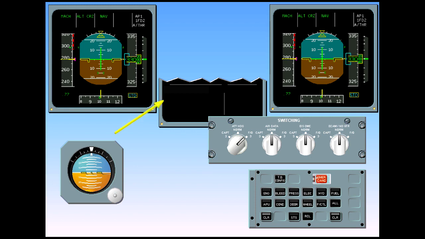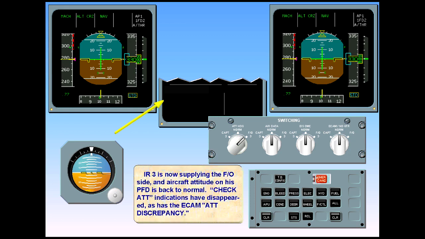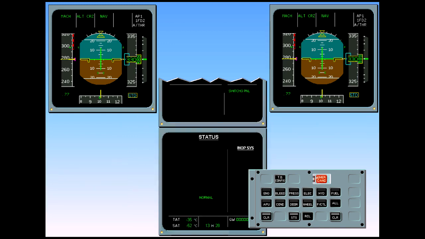Check attitude indications have disappeared, as has the ECAM attitude discrepancy. The status page is displayed for review. The green message advises us that everything is normal. Now, clear the status page.